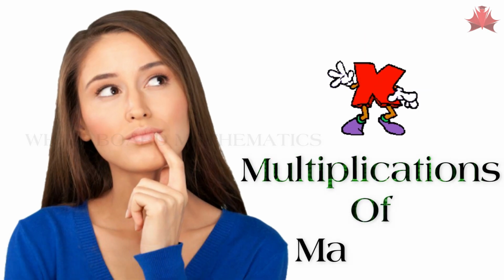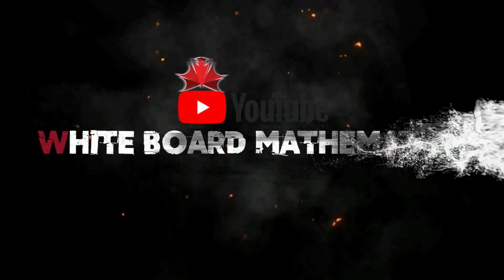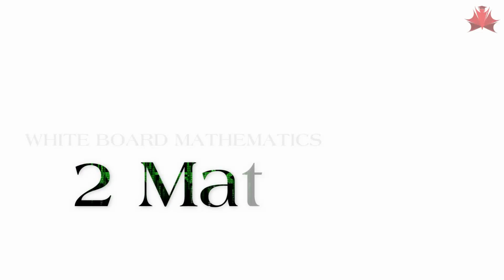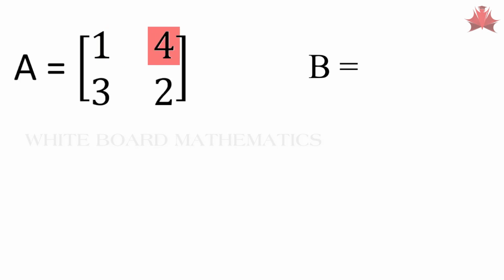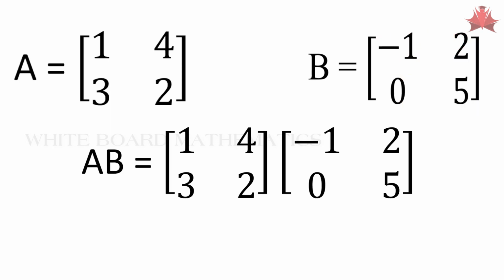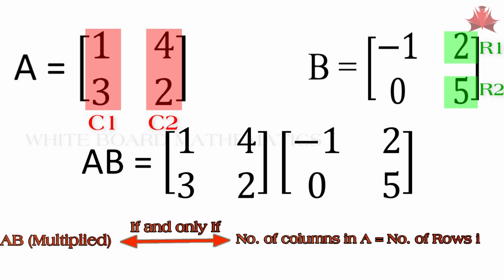Today's topic we are going to discuss multiplication of matrices. Here we have two matrices A and B. If A is equal to 1, 4, 3, 2 and B is equal to -1, 2, 0, 5. These two matrices A and B can be multiplied together if and only if the number of columns in A is equal to the number of rows in B.